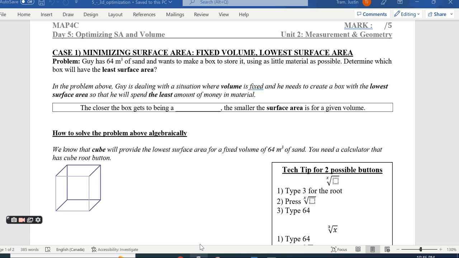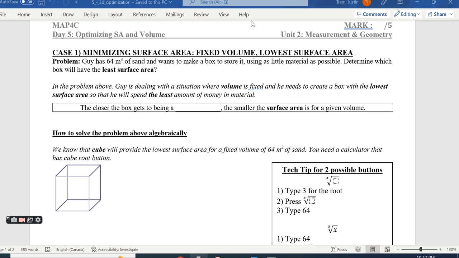Now, if there's one thing to take away from last lesson, it was that a square will give you the maximum area with fixed perimeter, and will give you the minimum perimeter with a fixed area, a square. Now we're going to translate that into a 3D model. So it's safe to say that we're probably going to be working with the 3D version of a square, which is a cube. So we're going to look at minimizing surface area. So we're going to have fixed volume and lowest surface area.